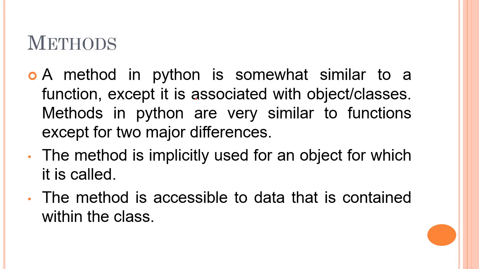Now let's look into method. A method in Python is somewhat similar to a function, except it is associated with objects and classes. Methods in Python are very similar to functions except for two major differences. The first one, the method is implicitly used for an object for which it is called. I hope by now you are clear with what is explicit and implicit. The second difference is the method is accessible to data that is contained within the class.